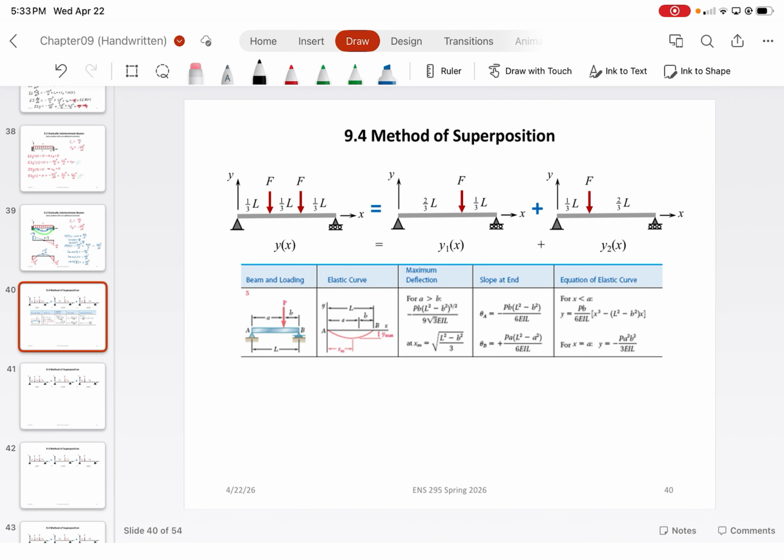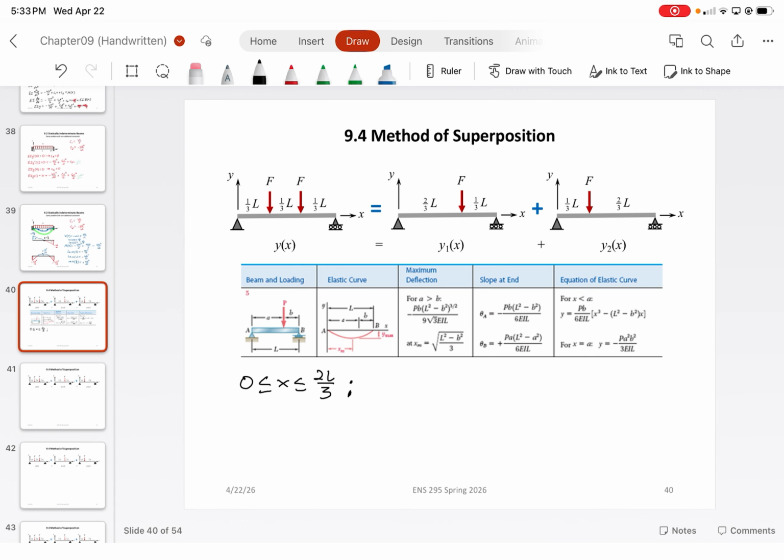So for y1 of x, we can basically just say that for 0 less than or equal to x less than or equal to 2L over 3, that's basically this point here, we could just take our equation and plug in all of the values accordingly.